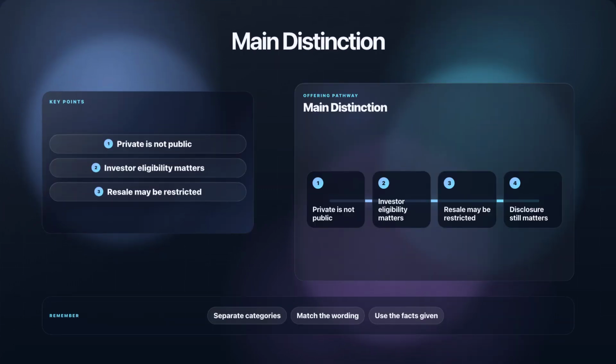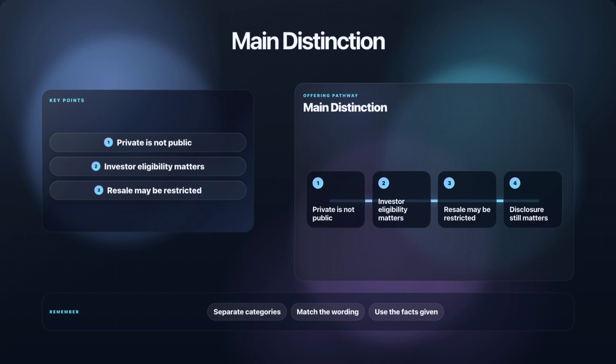The main distinction to remember is this: private is not public. Also remember that investor eligibility matters. SIE distractors often sound familiar, but the correct answer depends on the exact category described in the question.